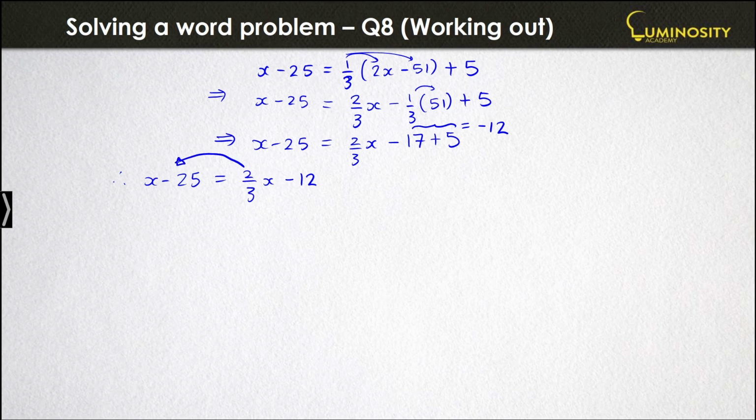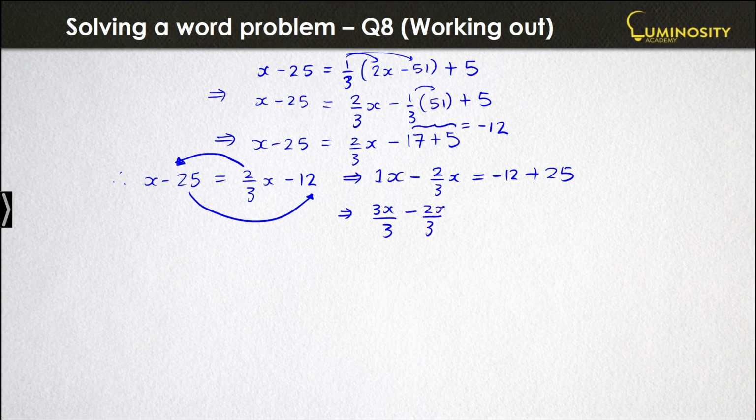I'm going to subtract 2/3 x on both sides. So I have x minus 2/3 x. And I'm going to add 25 to both sides. So on the right hand side I have negative 12 plus 25. Now what is 1x minus 2/3 x? Well, I can rewrite this 1x as 3x over 3. So I have a common denominator. Minus 2/3 x equals negative 12 plus 25.